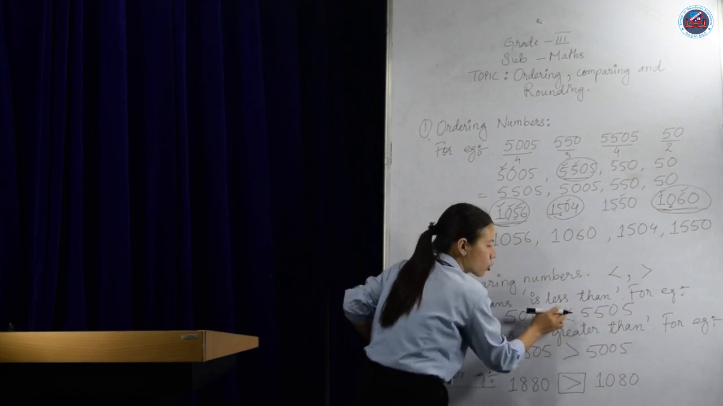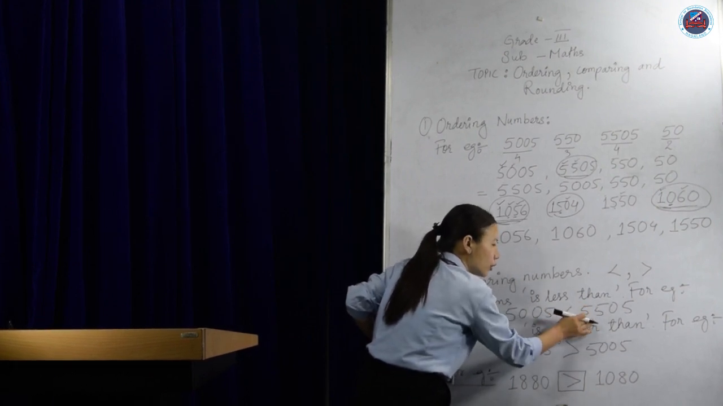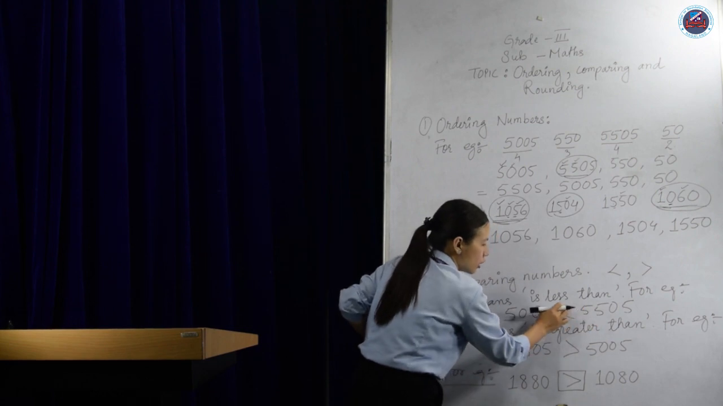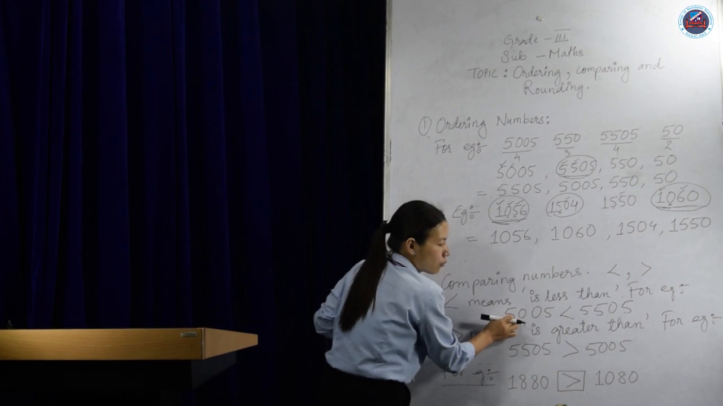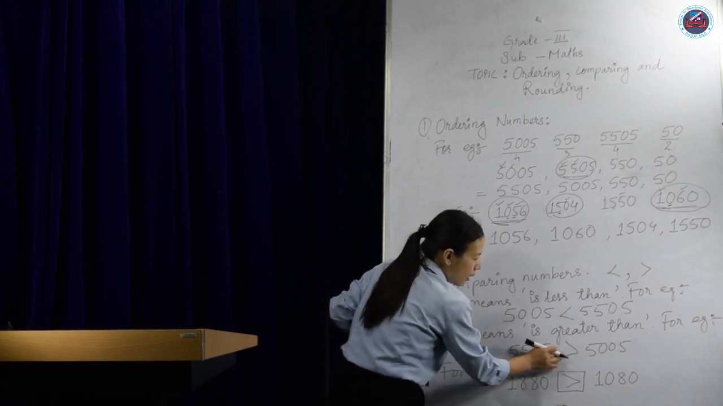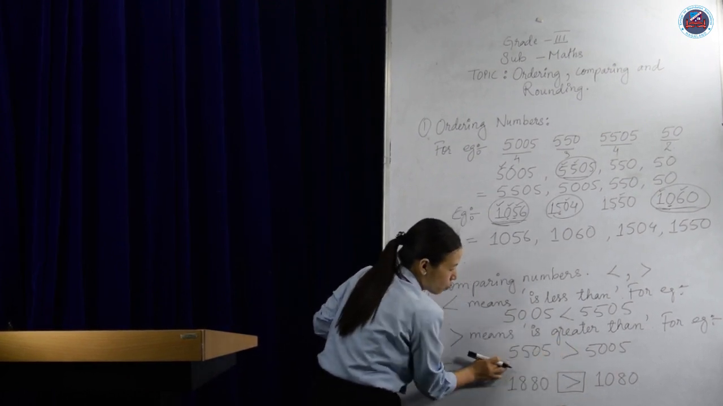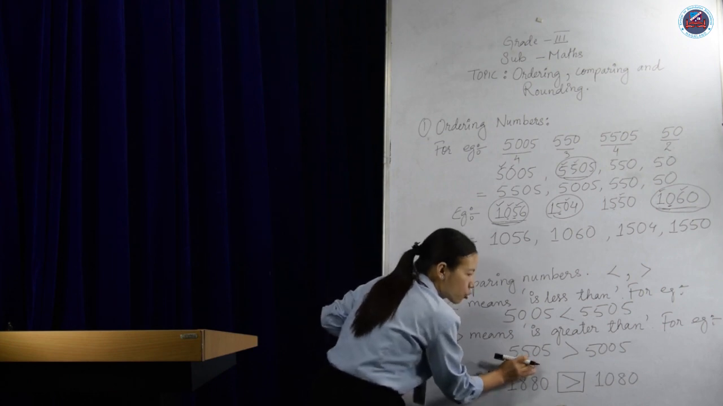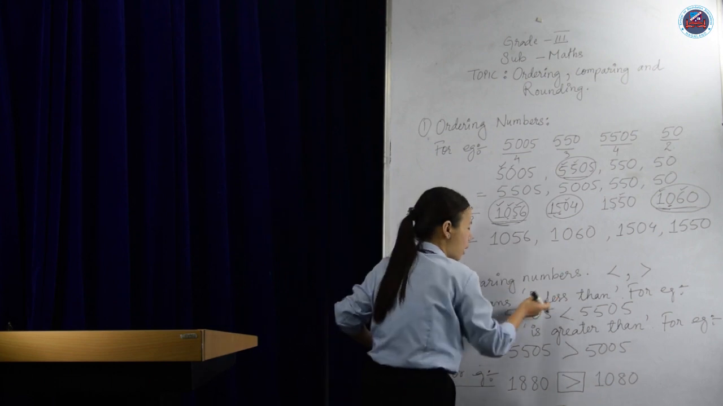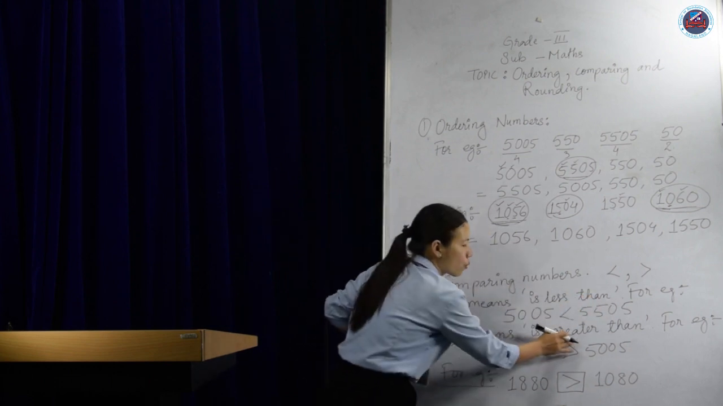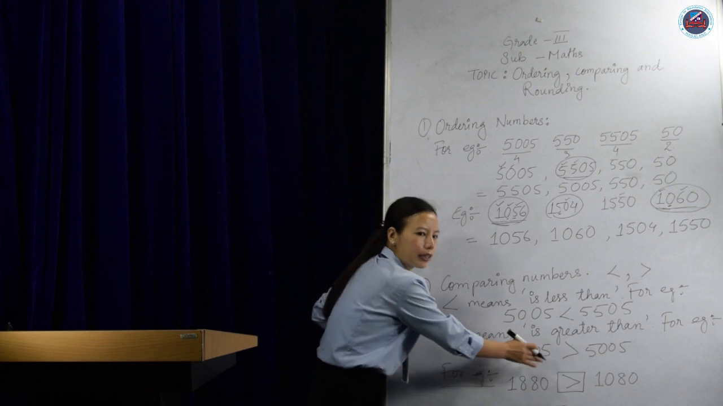So whenever the mouth is wide open towards any of the numbers, know that the number is greater. So this mouth is wide open towards this number. That means this number is greater and this number is smaller. And then here, this mouth is wide open towards this number. That means this number is greater and this number is smaller. So that's how we use the less than sign and greater than sign to compare numbers.